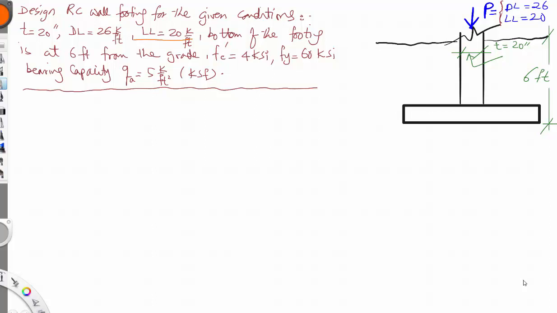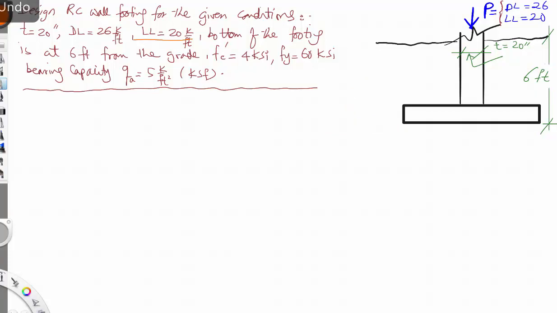In this session we'll design a reinforced concrete wall footing, as you can see from this diagram, and we are given the following information. The thickness of the wall is 20 inches and the dead load is 26 kip per foot length. The live load is 20 kip per foot length, and the bottom of the footing is 6 feet from the grade.